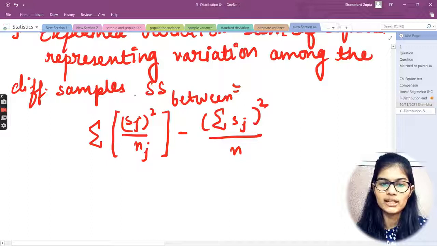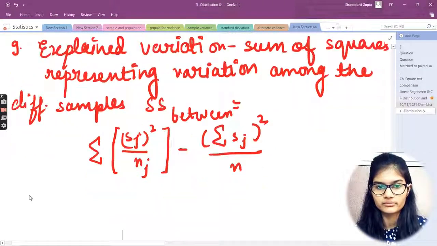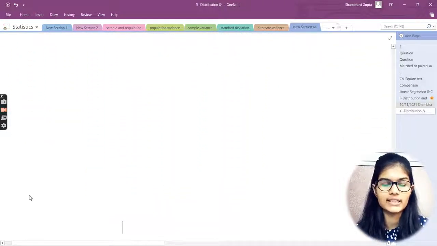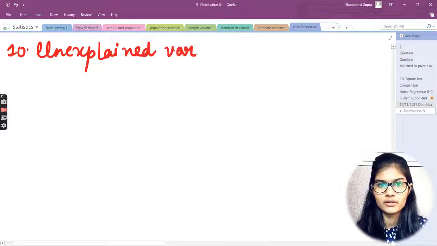What about the unexplained variation? The number which I had mentioned above was number 9. Now it goes to number 10 here. That's the unexplained variation. Now, what is that actually, the unexplained variation?